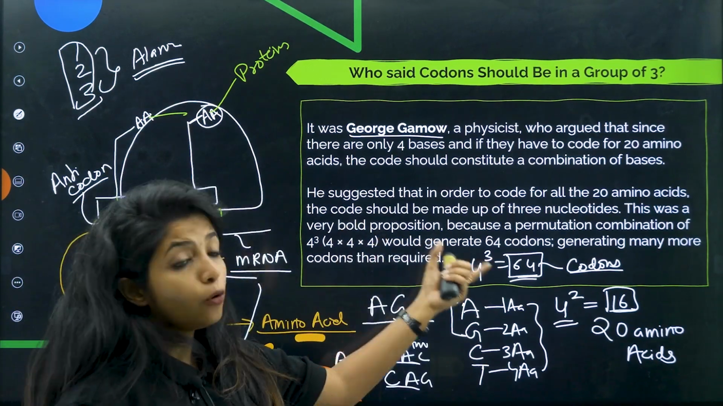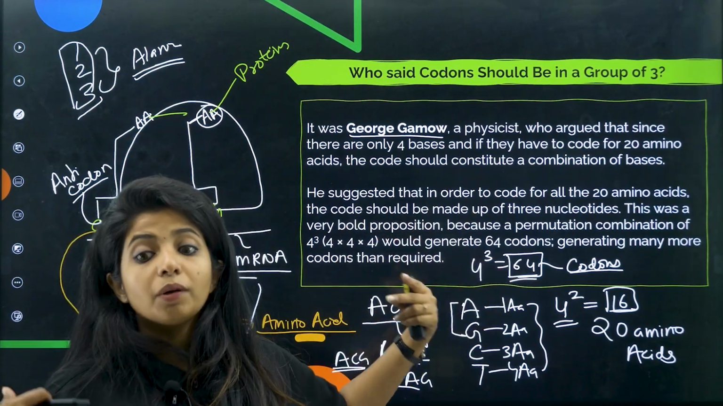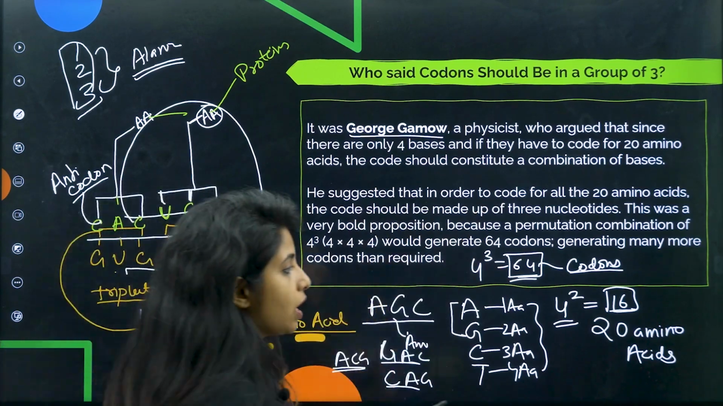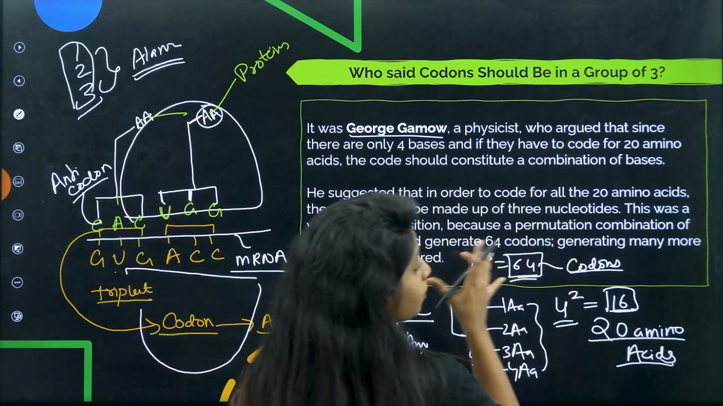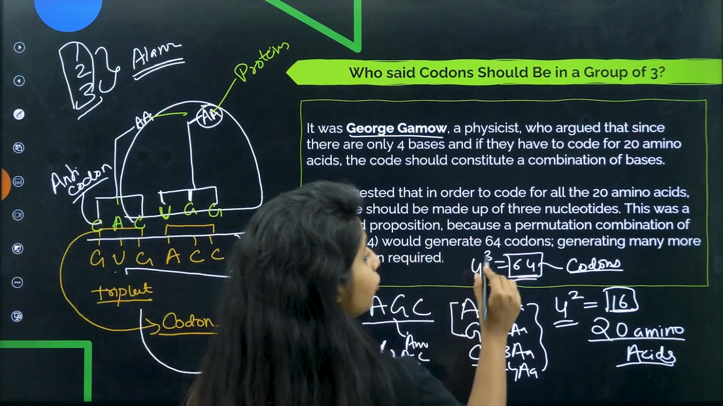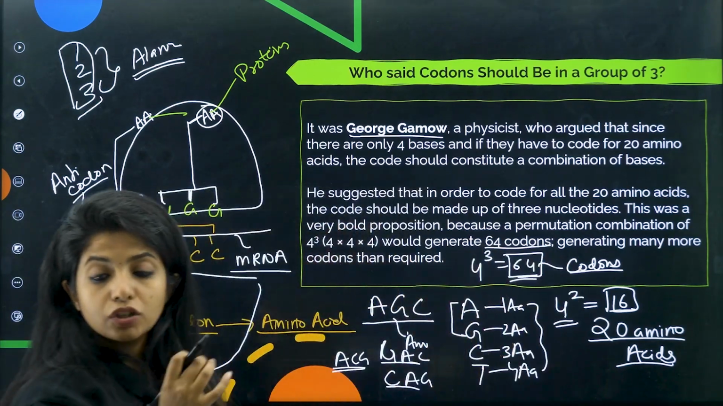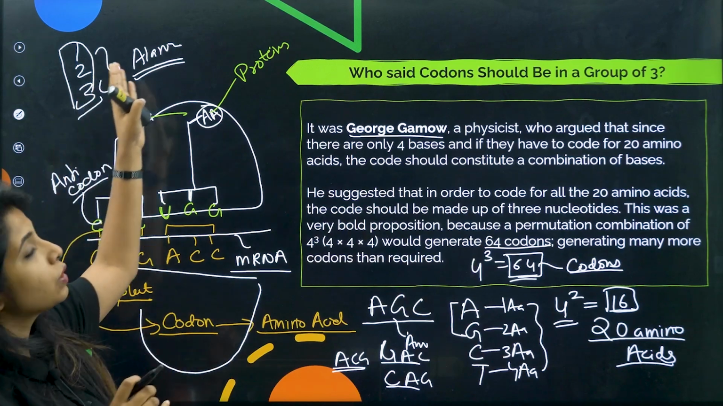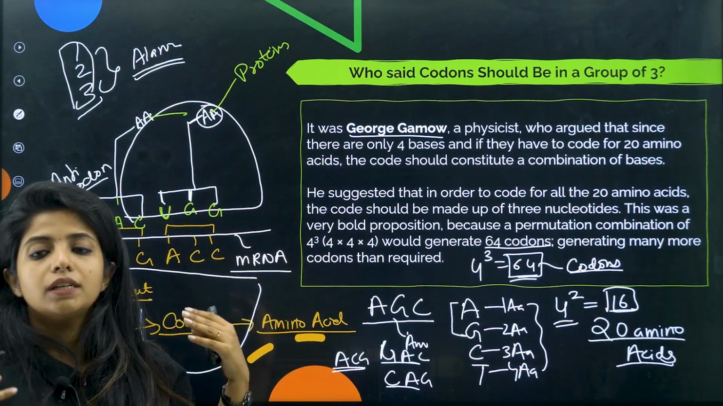Okay, so 64 codons are possible. Don't think 64 amino acids are possible. It's not like that. We just have to make 20 amino acids. They can come in different combinations. In how many different combinations? 64 different combinations. That is why I have said 64 codons. Now 1, 2, 3 codons can code for the same amino acid, that is alanine also.